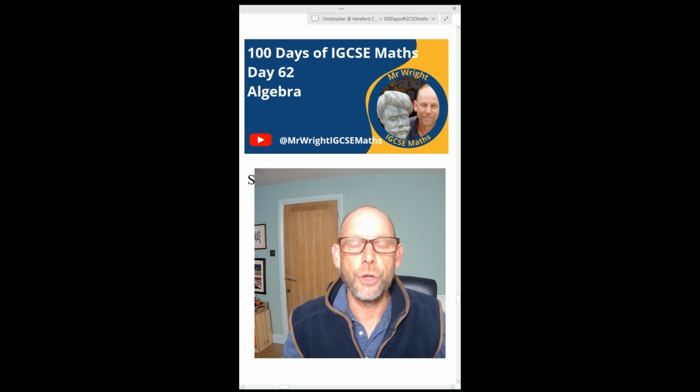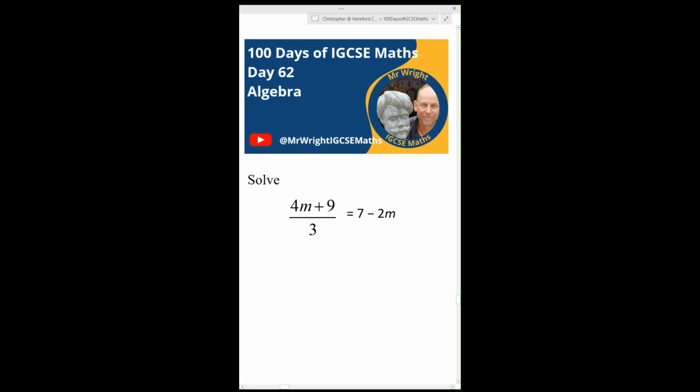Day 62. Now's your chance to pause if you want to do the question before me. Right, I'm going to multiply both sides by 3, which gives me 4m plus 9 on the left and 21 minus 6m on the right. I'm going to add 6m to both sides to give me 10m plus 9 equals 21. Subtract 9 from both sides. 10m is 12. Divide both sides by 10.